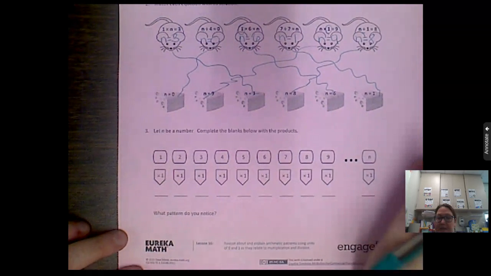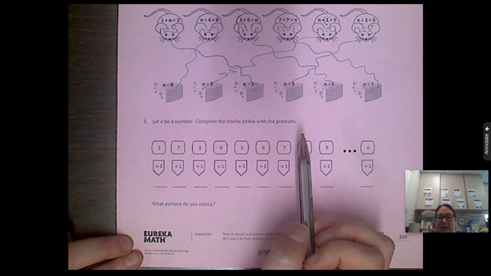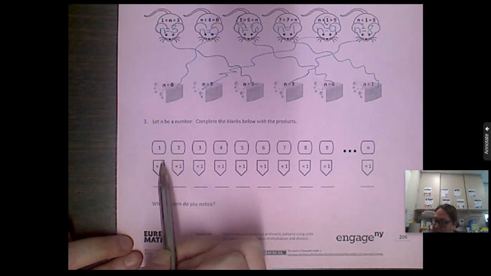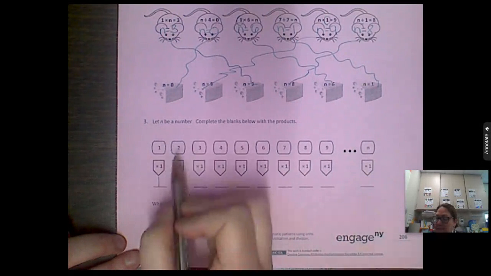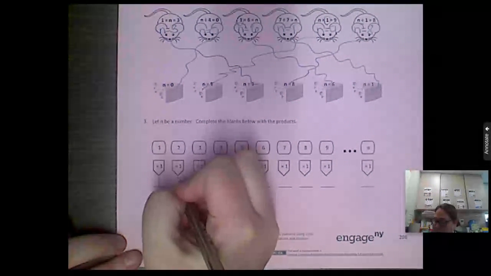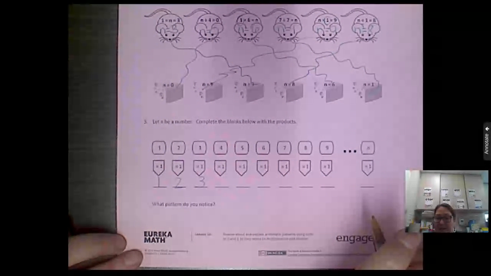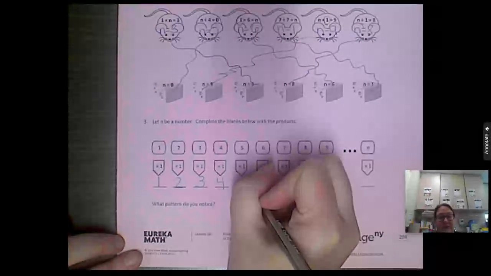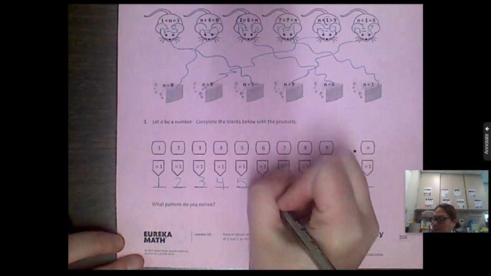So number 3 says, let n be a number. Complete the blanks below with products. So we're just going to do like 1 times 1, which is 1. 2 times 1 is 2. 3 times 1 is 3. You can finish these up if you want to pause and finish it up or just work right along with me. 4 times 1 is 4. 5 times 1 is 5. What are you noticing? They're just counting up by 1. They're increasing by 1. 6 times 1 is 6.